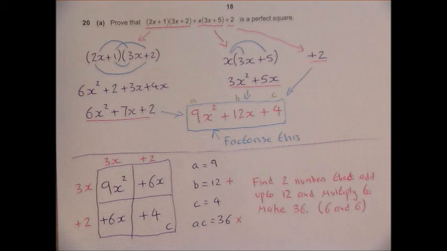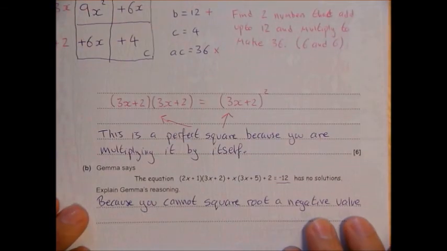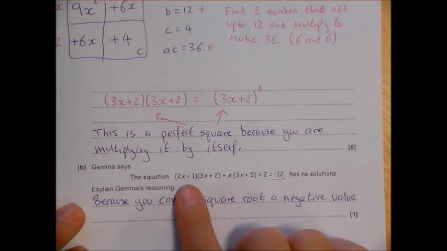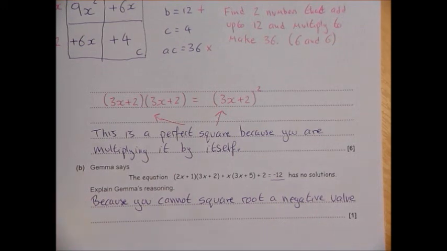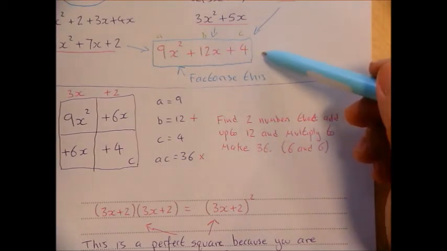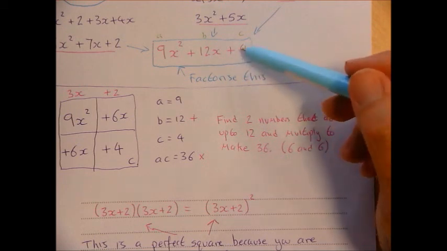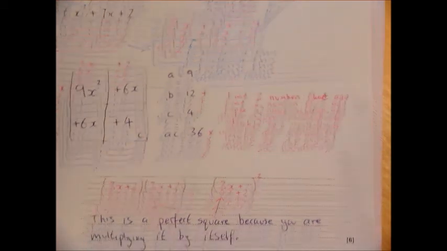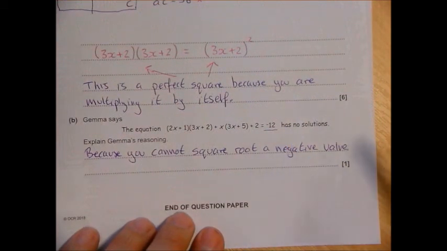At the bottom is a part B to this, only worth 1 mark. Gemma says the equation equals minus 12 has no solutions. Explain her reason. And the reason is you cannot square root a negative value. The key bit here is that this bit is minus 12, because when you move the 4 over to this side, it's going to make it negative. So you cannot square root a negative value, so that equation has no solutions.